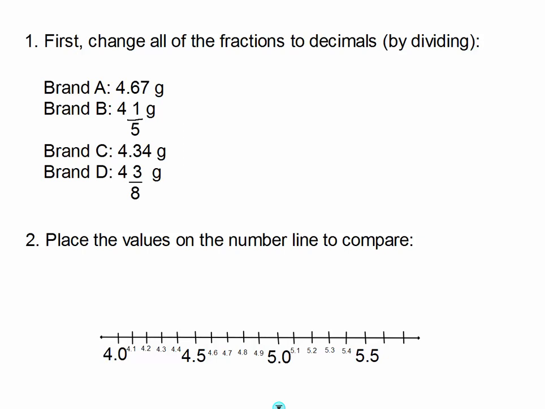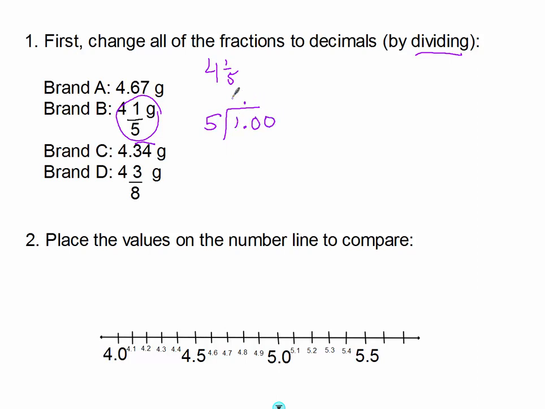Recall what we learned in section 2.6, and that is to change a fraction to a decimal, we divide. And we do that by placing the top number, the numerator, in the box, and the denominator outside, and using long division. So the first brand that we're going to take and convert to a decimal is 4 1/5. So my numerator goes in, my denominator goes out, add yourself a decimal, and a couple zeros. And then we use long division.